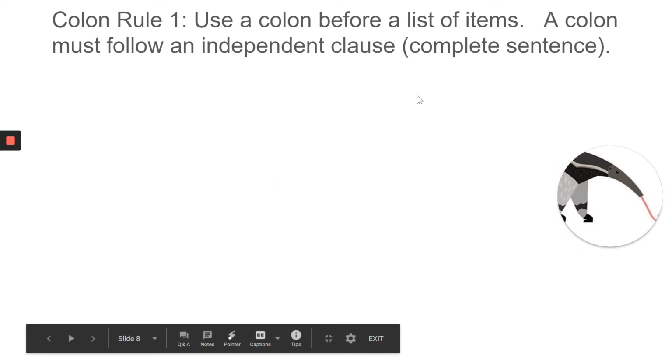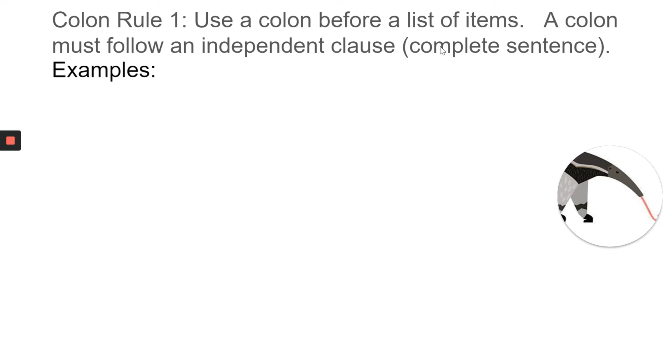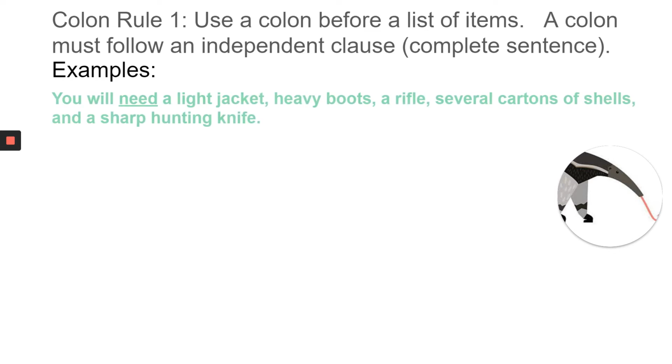Okay, colon. You can use it before a list of items. It must follow an independent clause. So that's the hard, fast rule about colons. You have to have a complete sentence and then a colon. Examples: you will need a light jacket, heavy boots, a rifle, several cartons of shells, and a sharp hunting knife.